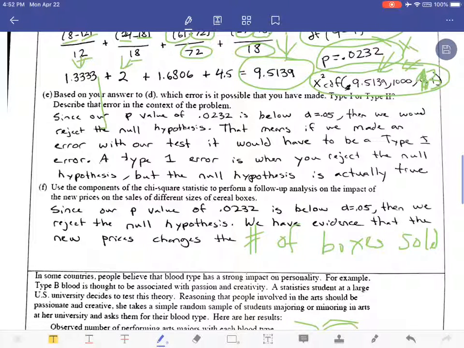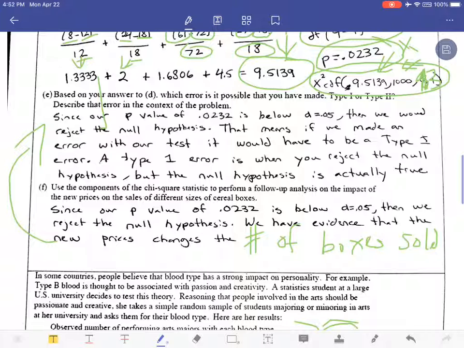Because that p-value again is telling us if the proportions did not change, there's only a 2% chance that we're going to get the values that we got in our observation, which is very unlikely. So that means that they probably did change. So that is how you're going to interpret that. So we're going to reject the null hypothesis.